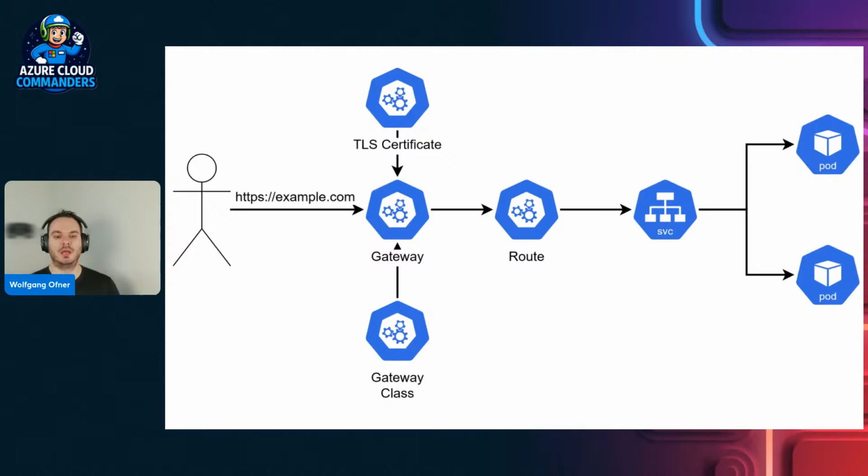If everything is in order, then it has a route object attached, and this route object is listening on the URL. So for example, if there's a route object for example.com, the request is forwarded to this route object. This route object configures how the request is forwarded in general and what service should be used. With this, the request is forwarded from the gateway to the service, and then from the service to one of the pods. The pods serve our application, and the user is happy.